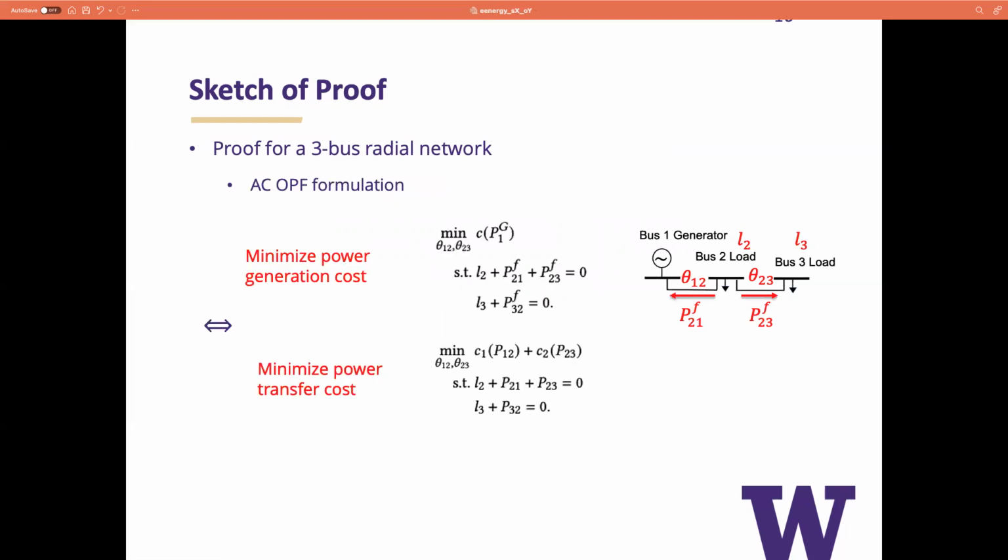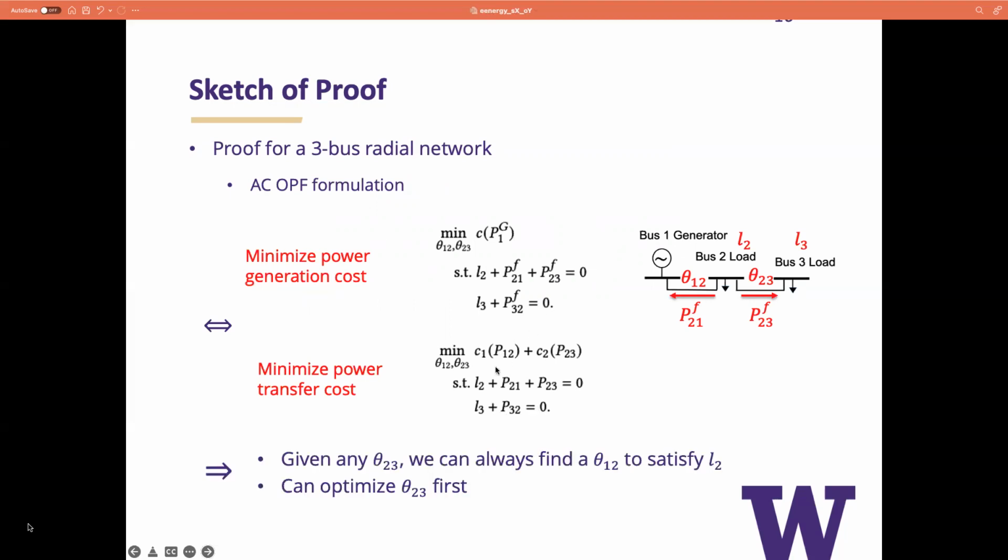And we know SOPF is to minimize the total generation cost. And for this example, it's also equivalent to minimizing the total power transfer loss. So we can rewrite the original SOPF problem in this form. And this form can be further decomposed into 2 subproblems.